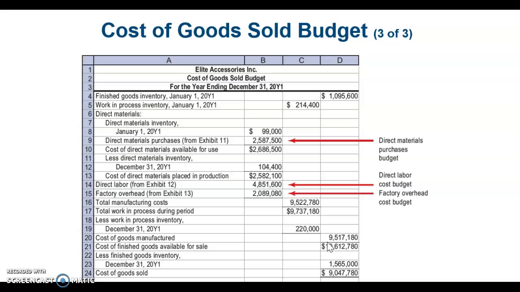And then we drop that into the cost of goods sold statement. Cost of goods sold has to do with the finished goods we sold. So we're going to take beginning finished goods up here, plus your cost of goods manufactured, that's what we added, minus your ending finished goods, and that gets you to your cost of goods sold.